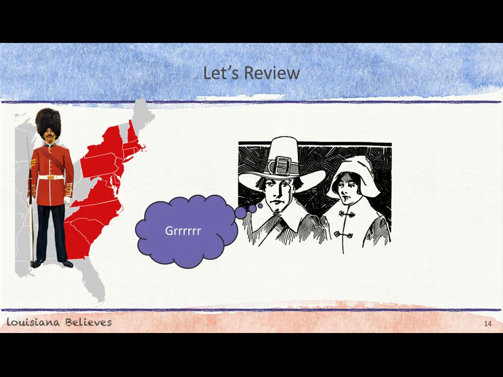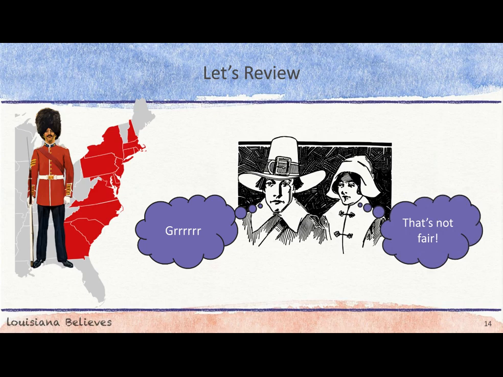The colonists were angry with the British king. Having a stranger living in your home is hard and even scary. They would have to give them food and make room in their homes for someone they didn't even know. To the colonists, this seemed completely unfair.